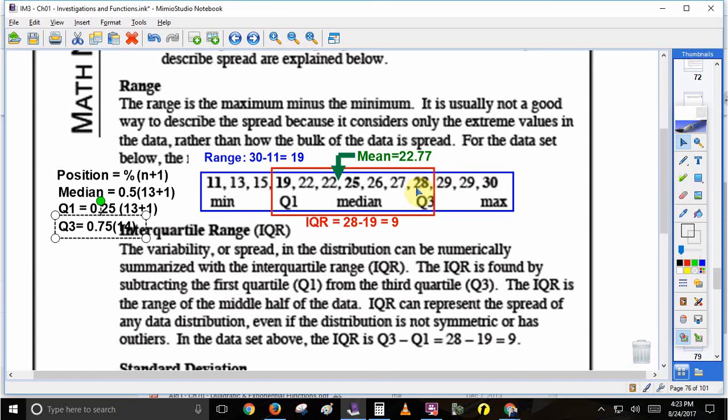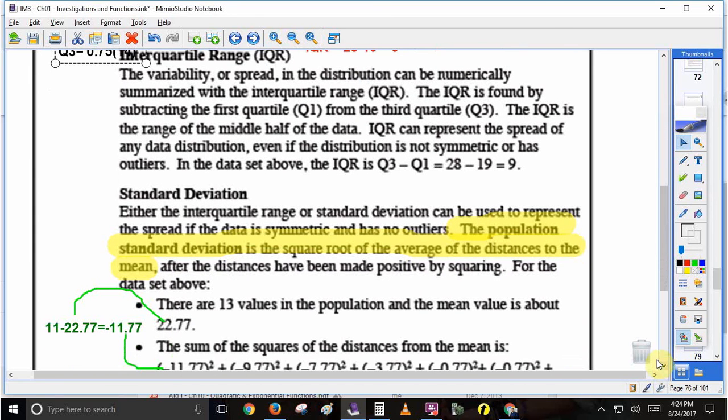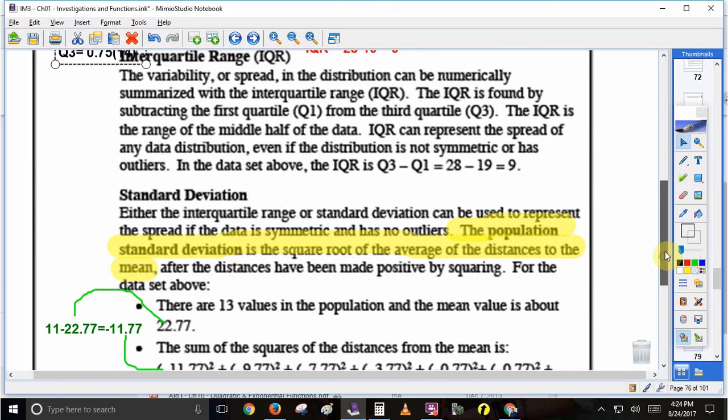And for some reason they've used 28. I don't love that. I would rather it be 28.5. But again, since this is already sort of worked out, we'll just use what they have bolded and say 28 minus 19, and we'll give ourselves an IQR of 9, which means that about half the class scored between a spread of 19 and 28. And we'll do an example with IQRs and whatnot on the next slide.